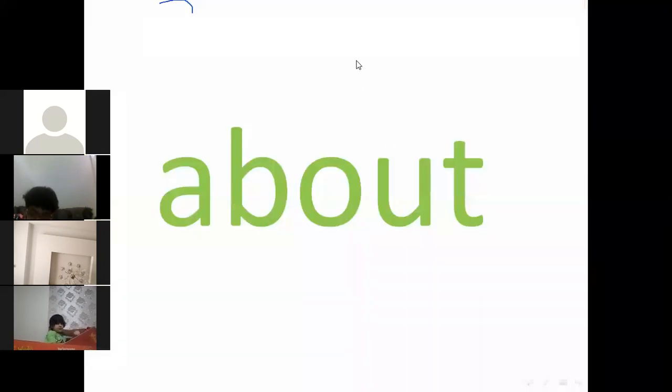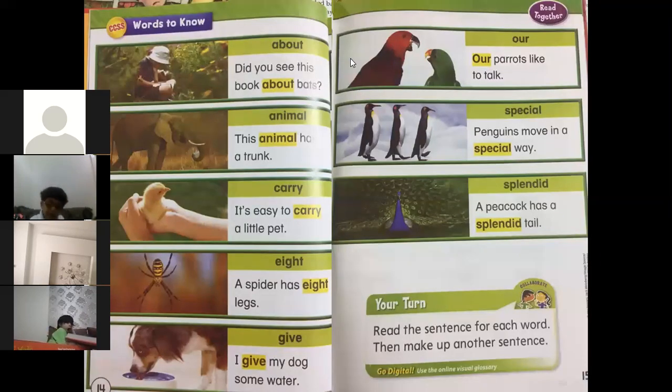The first word here is about. The first word here is about. Excellent. So what's the first word? About. Can you find it in your book? It's the first word. Let's read that sentence here. Did you see this book about bats? Did you see this book about bats? About. Did you see the word about?